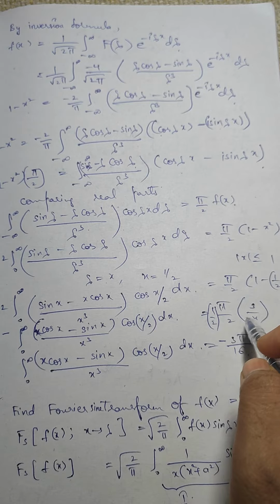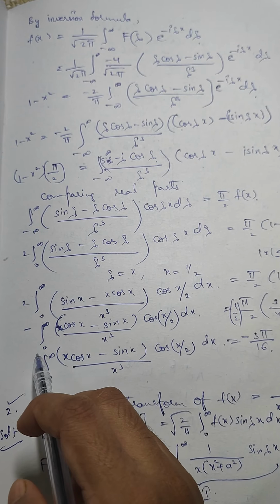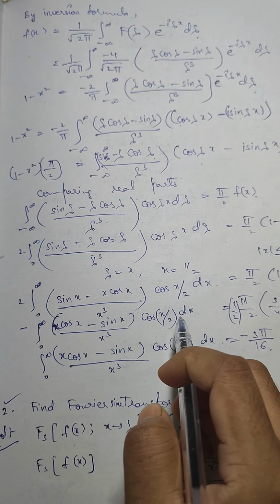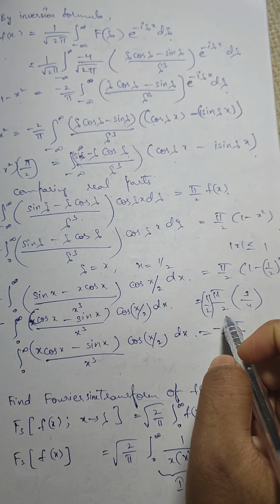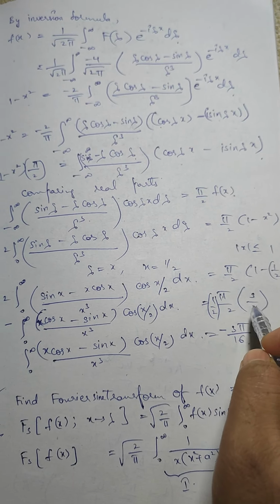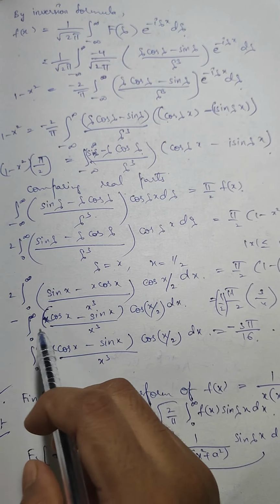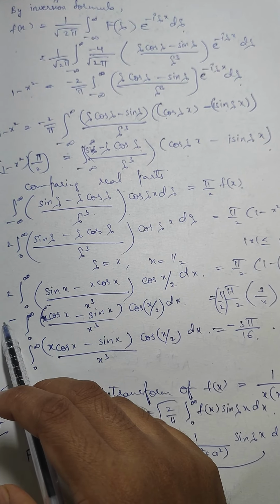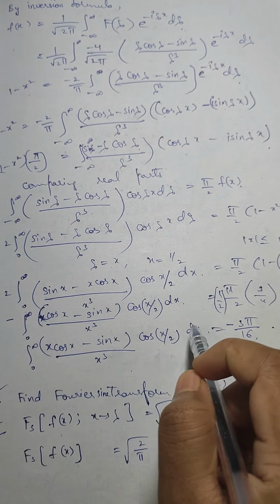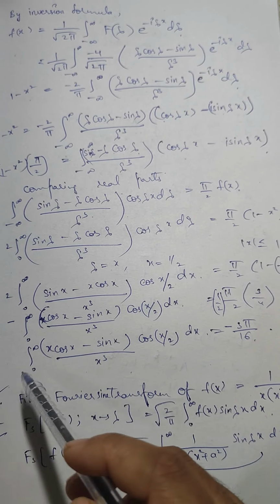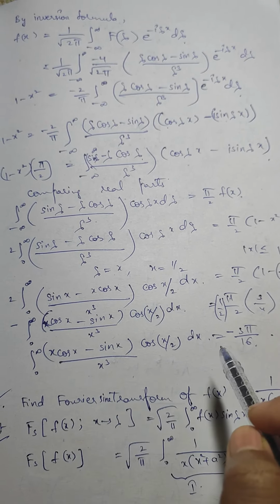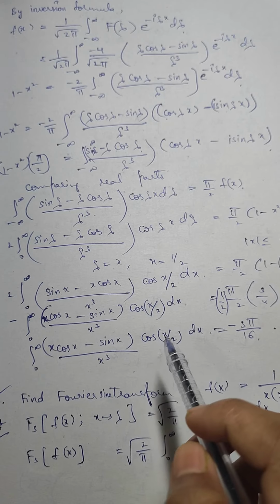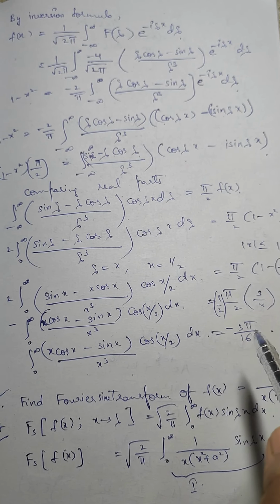That is 1 by 2 into pi by 2 into 3 by 4. That is, minus integral over 0 to infinity x into cos x minus sin x divided by x cube into cos x by 2 dx is equal to 1 by 2 into pi by 2 into 3 by 4. If we take out minus common from here, we will get minus over here, but for convenience we will just multiply with minus on both sides. So on multiplying with minus on both sides we will get integral over 0 to infinity x cos x minus sin x divided by x cube cos x by 2 dx, which is equal to minus 3 pi by 16.